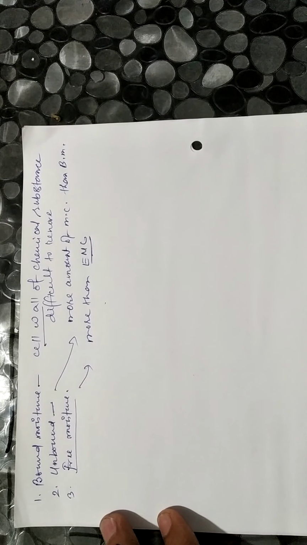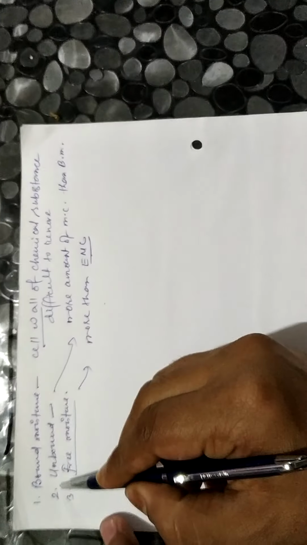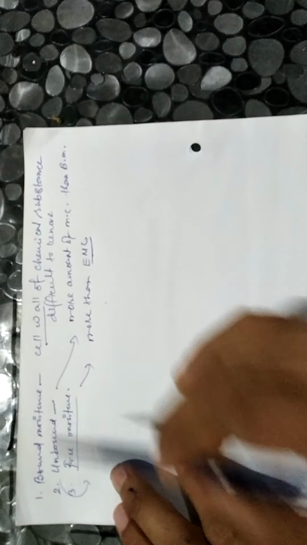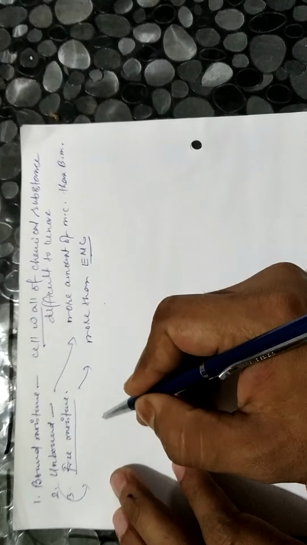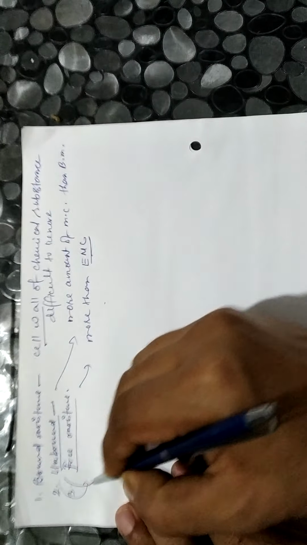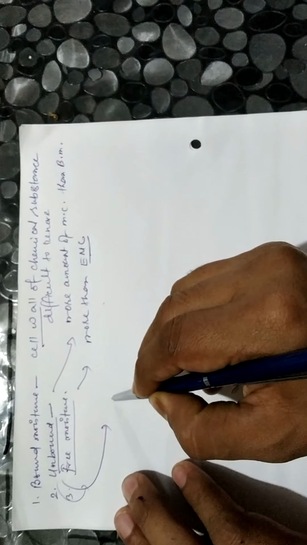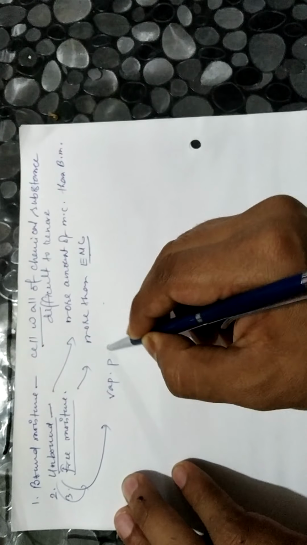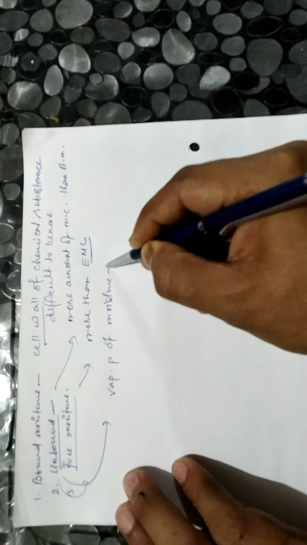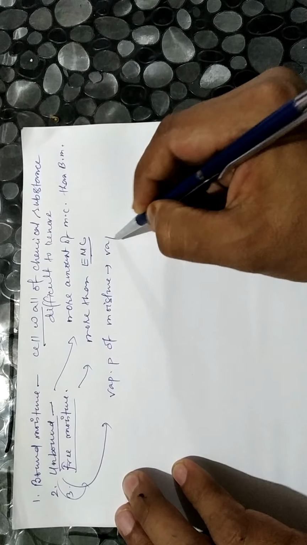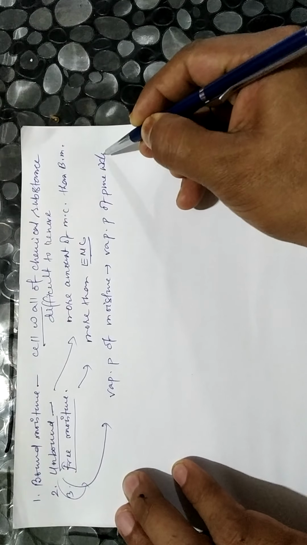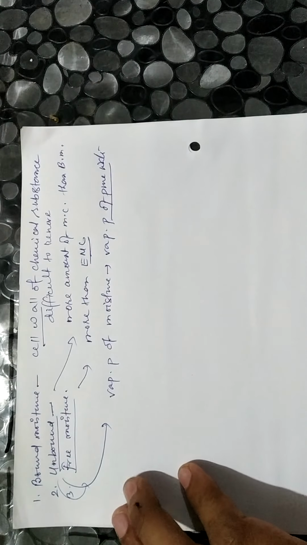So these are the three types of moisture. In the case of unbound moisture, the vapor pressure of that moisture is exactly equal to the vapor pressure of pure water. Whatever water is present in the unbound condition, at that stage its vapor pressure is equal to the vapor pressure of pure water. These are the three terms.